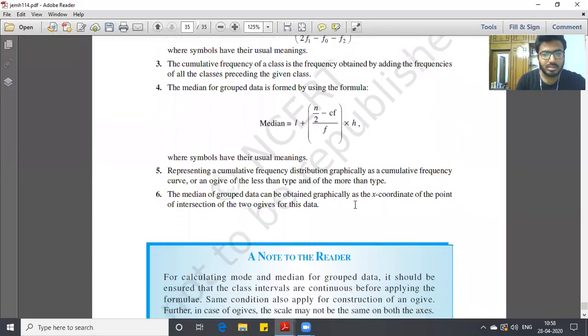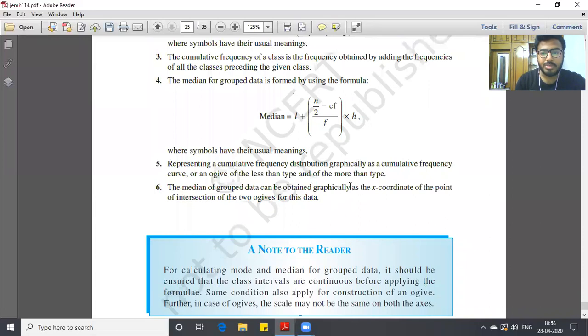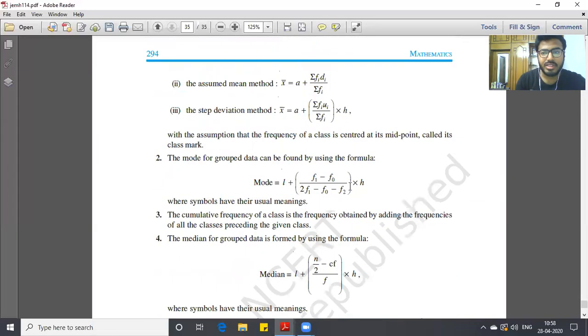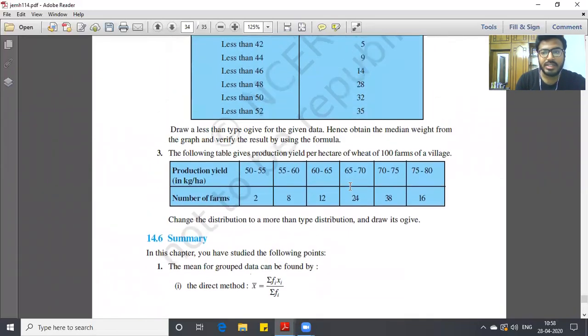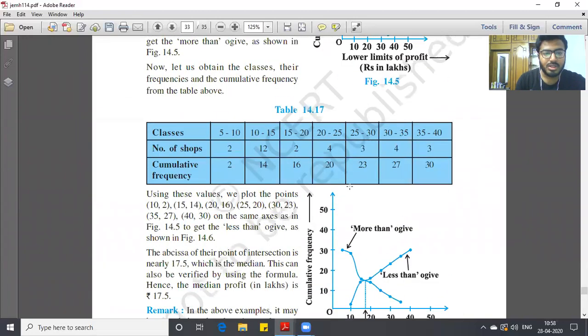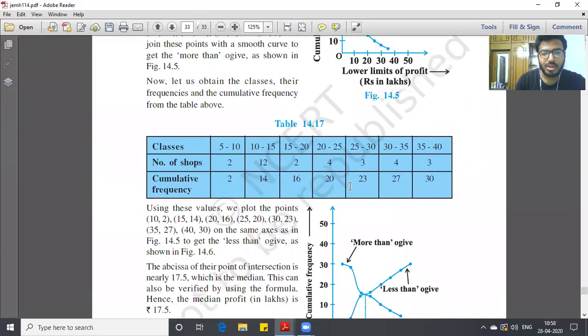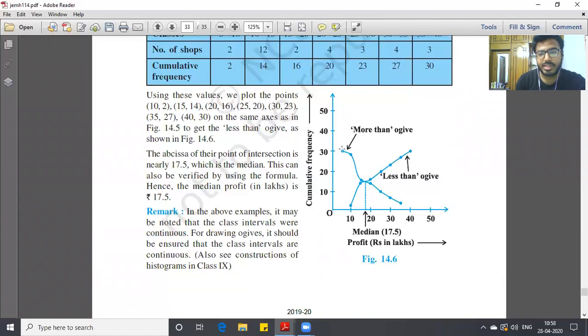Then the other is the graphical method. In the graphical method we have plotted less than type and more than type. Do this example 9 also. And remember, where the more than Ogive and less than Ogive intersect, from this point the x axis value will be the median, and the y axis value will be the n upon 2 value. Hope you understood this thing.